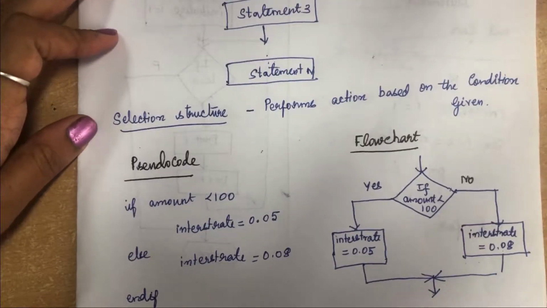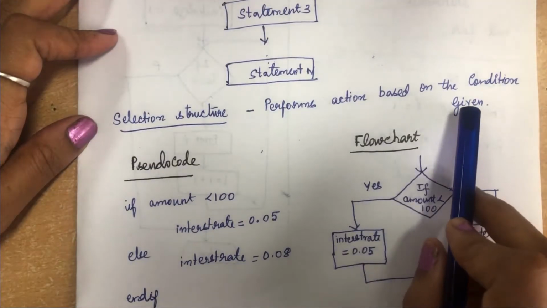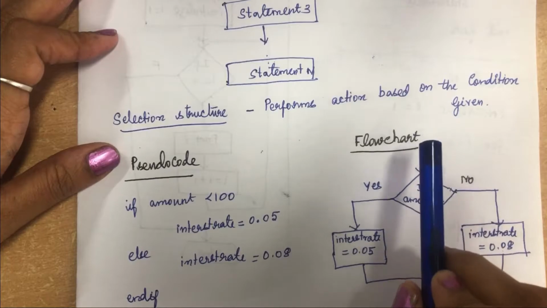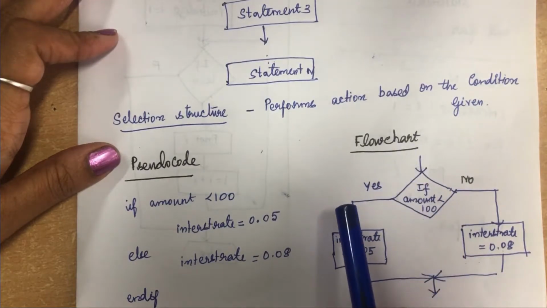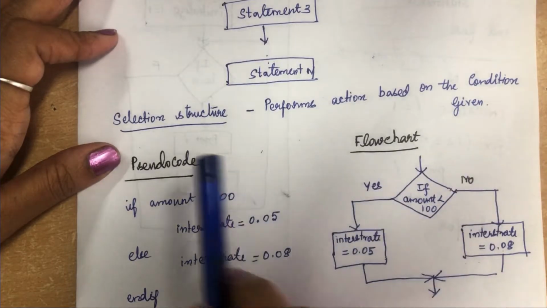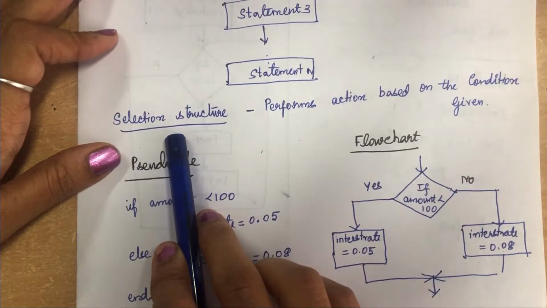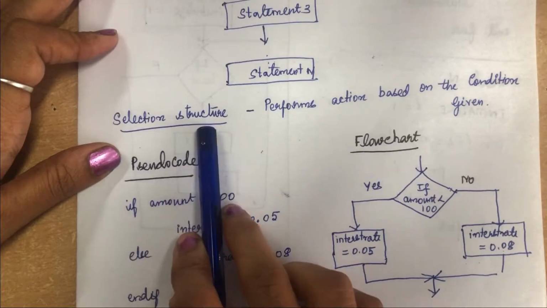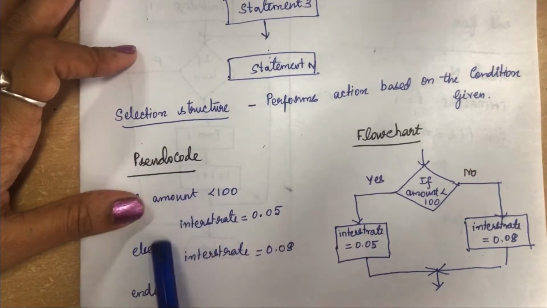Now in the selection structure, you are going to perform an action based on the condition given. So based on the condition, you are executing some set of statements. That is your selection structure. We will see an example of how to implement this selection structure. Okay, so now we will write a pseudocode.